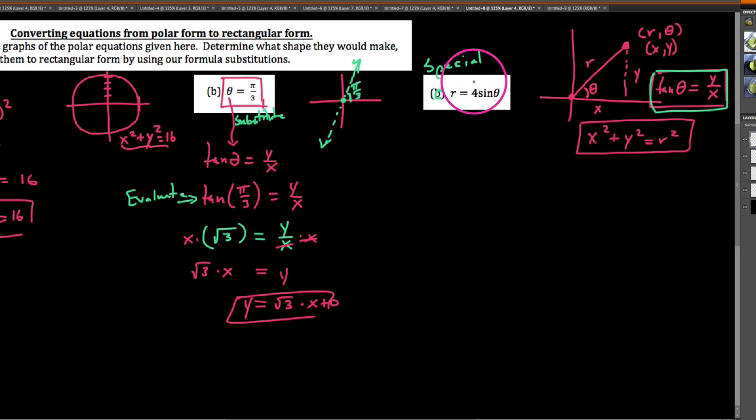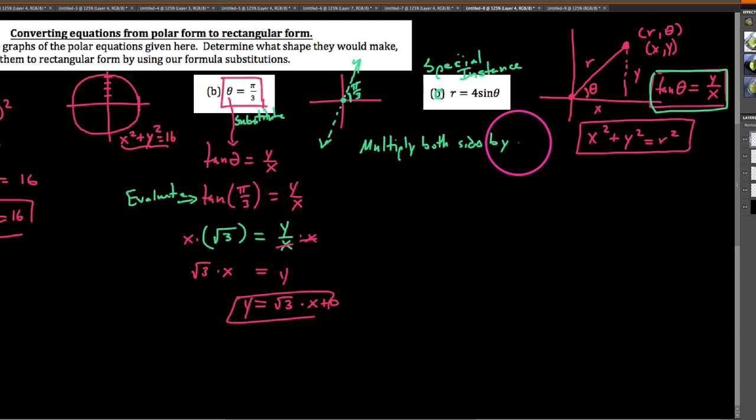We're going to see a lot of r equals 4 sine theta, r equals some number sine theta, some number cosine theta. But what I want you to know is when you see something like this and you want to go back into rectangular form, the method is going to be this. We're going to multiply both sides by r.